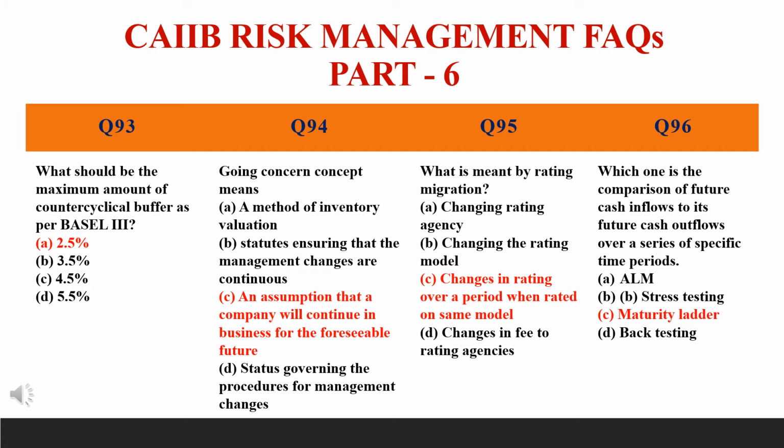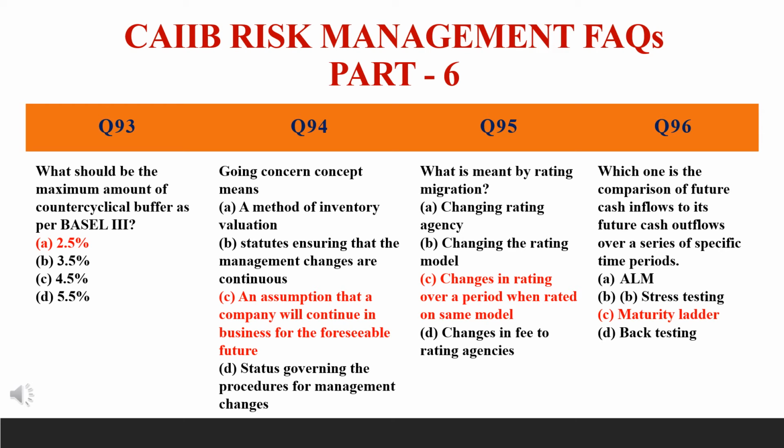Now, question number 93: what should be the maximum amount of CCB, that is counter cyclical buffer, as per Basel 3? I repeat the question once again: what should be the maximum amount of counter cyclical buffer as per Basel 3? There are 4 options given: 2.5%, 3.5%, 4.5% and 5.5%. Answer is 2.5%, option A.